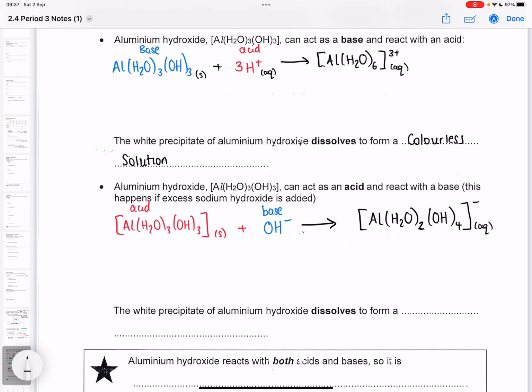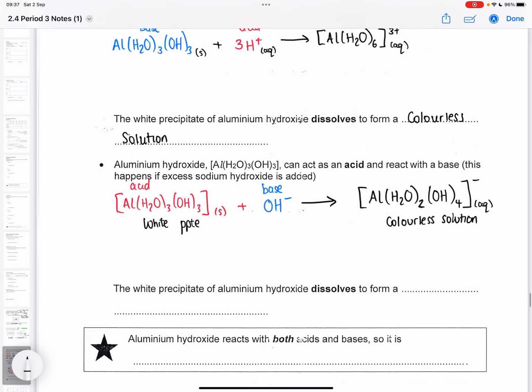So we've here got aluminium hydroxide, which was our colourless, white precipitate. And it's formed because it's gone charged, remember when it's got that charge, it wouldn't be a solid. To have a charge in an equation, it must be aq, which means it must be a solution, and it's a colourless solution. So it dissolves to form a colourless solution.